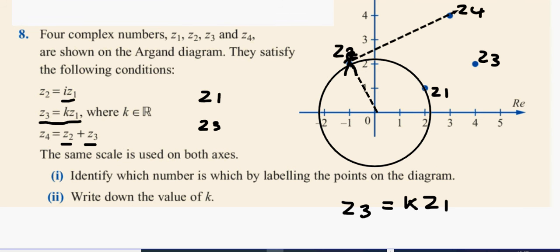Alright, really quickly, what's the value of K? How much bigger is Z3 compared to Z1? Twice the size. You could measure it with a ruler if you have to. Definitely twice the size. Identify which numbers, and we've labelled all the points.